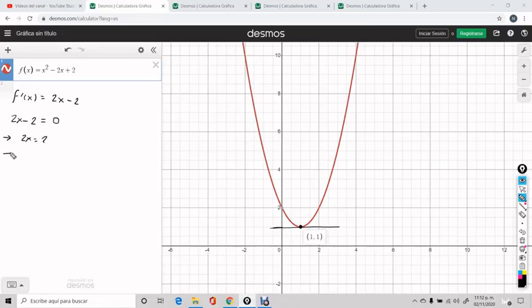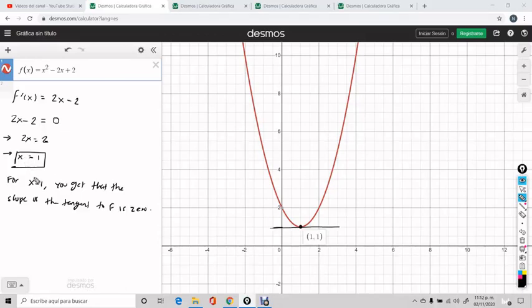We're going to get 1. Okay? So basically, mathematics is answering you. For x equals 1, you get that the slope of the tangent to f is 0. This is what it means, okay? We're putting in a phrase all that we have discovered, which is in fact true, right?